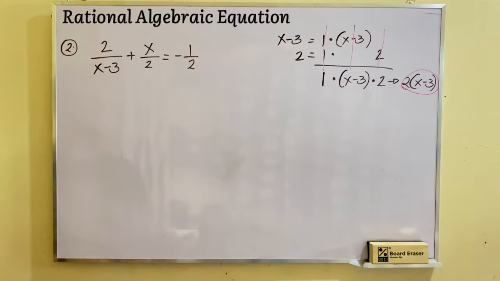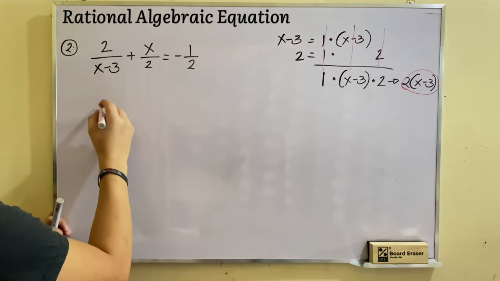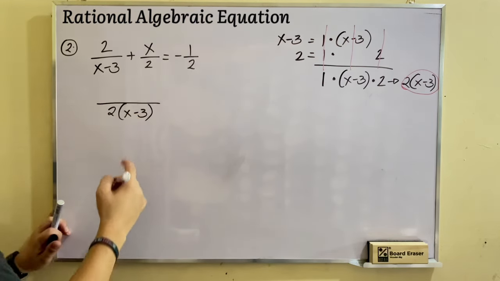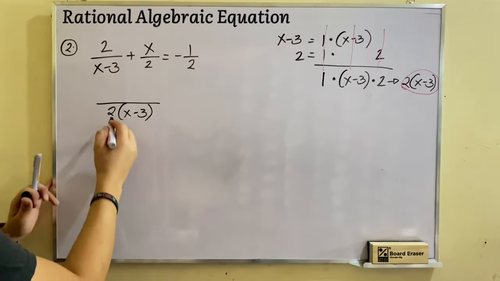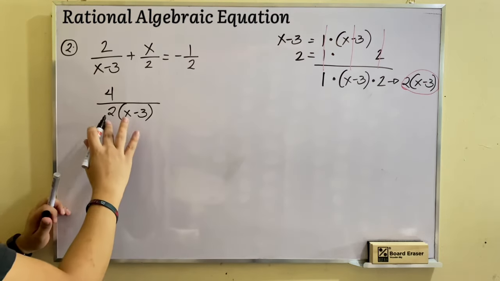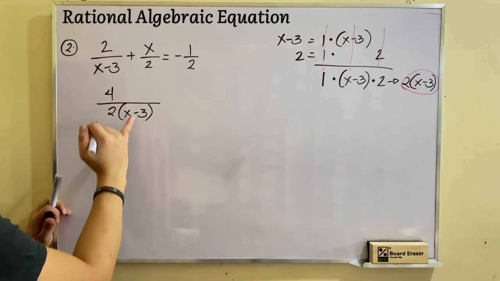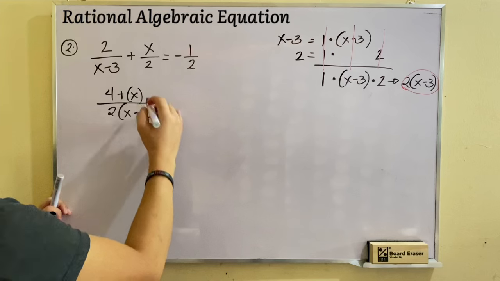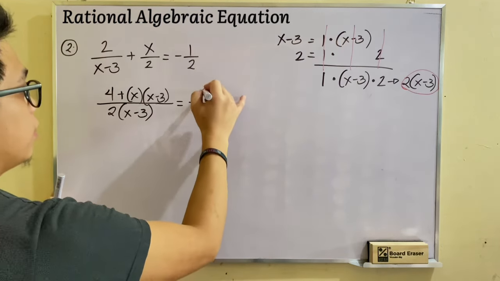So, since nahanap natin yung LCD, maaari na natin itong pagsamahin into a single ratio. So, ang LCD is 2 times x minus 3. So, 2 times x minus 3 divided by x minus 3. So, ang matitira is 2 times 2, which is 4. Then, 2 times x minus 3 divided by 2. So, mawawala si 2. Ang matitira, x minus 3. So, plus x. Ito yung x. And then, x minus 3 na natira equals negative 1/2.